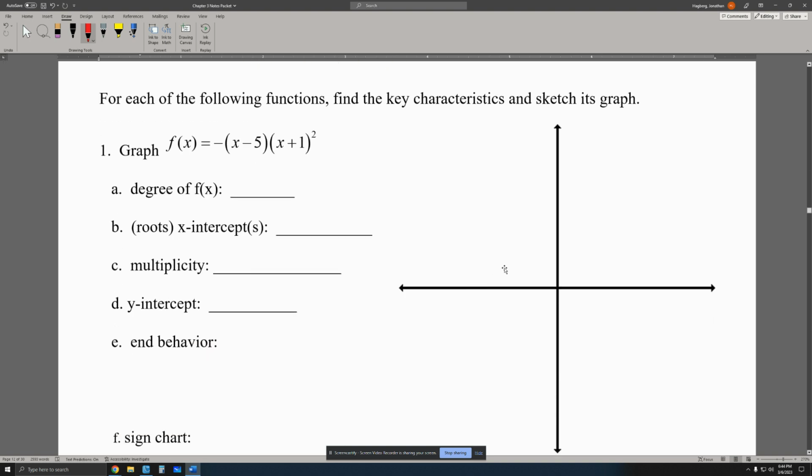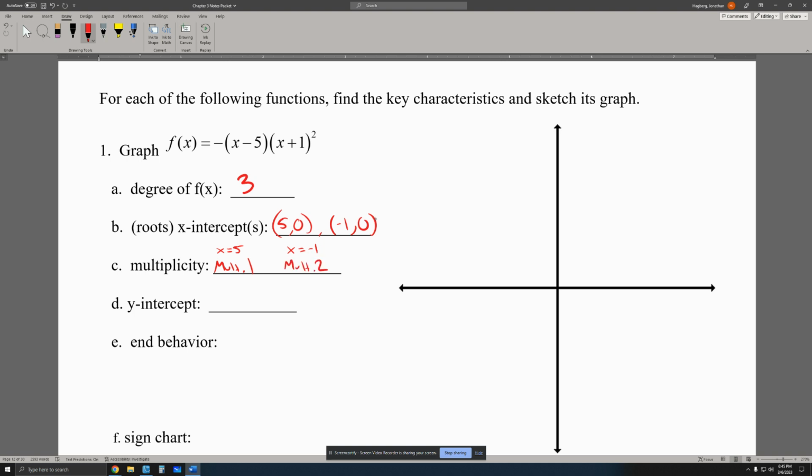All right, so go ahead and flip the page. Now we're going to get some practice sketching these graphs. So we'll start with f of x in number 1. Here we have a degree 3 polynomial, because there are 3 x's here, 1 in the first grouping and 2 in the second. The roots, or the x-intercepts, we have one at 5, 0, and we have one at -1, 0. Multiplicity of each of the zeros, we have at x equals 5 has multiplicity 1, and at x equals -1, we have multiplicity 2.